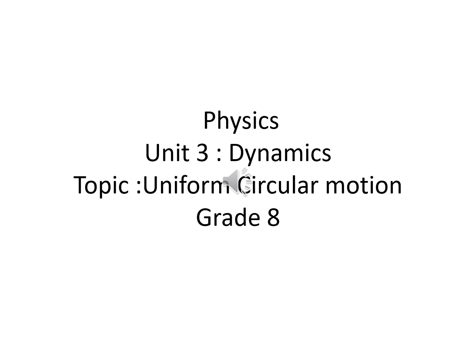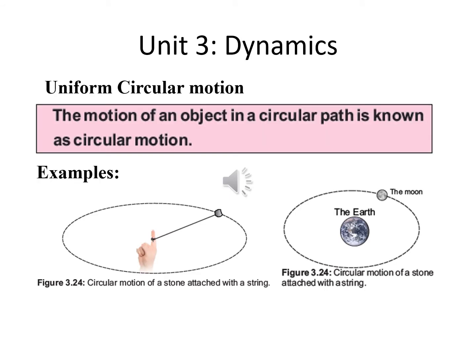Assalamu alaikum students. Today we will discuss the topic uniform circular motion in unit 3, dynamics. Uniform circular motion: the motion of an object in a circular path is known as circular motion. There are two examples given regarding uniform circular motion.